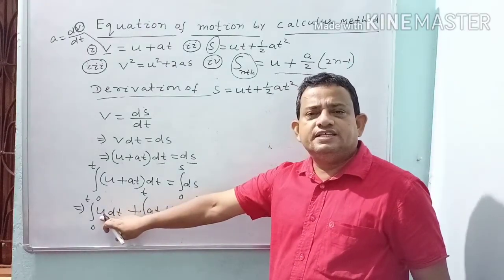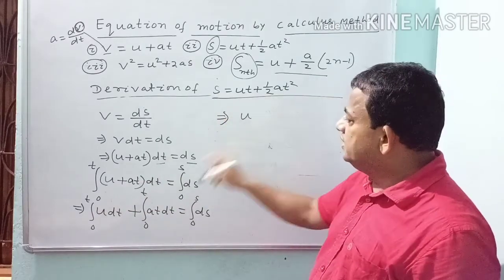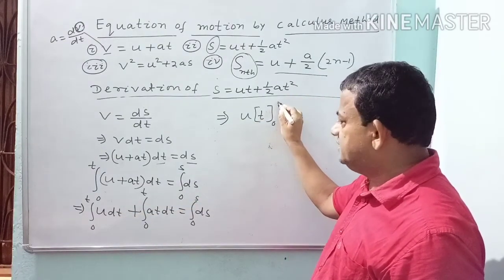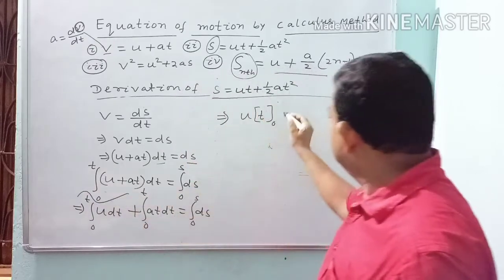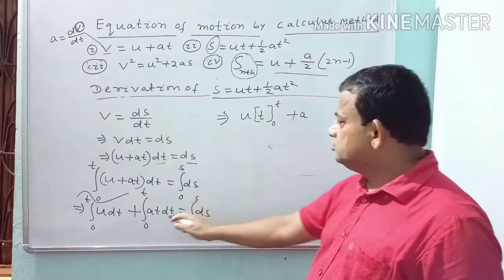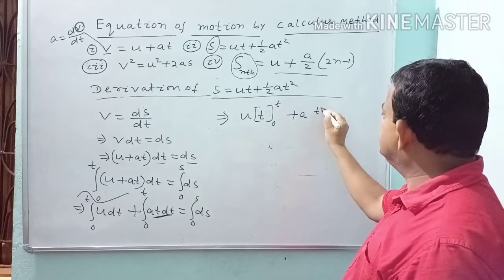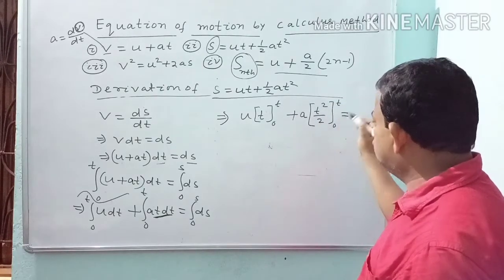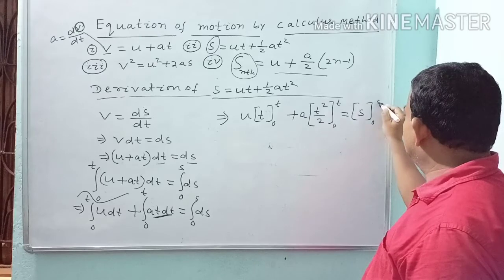u is the starting point, which means u is constant. So that implies the integration of u dt is u t, with limit 0 to t, plus, here a is constant, so the integration of t dt is t square by 2, with limit 0 to t, is equal to the integration of ds, that is s, with limit 0 to s.